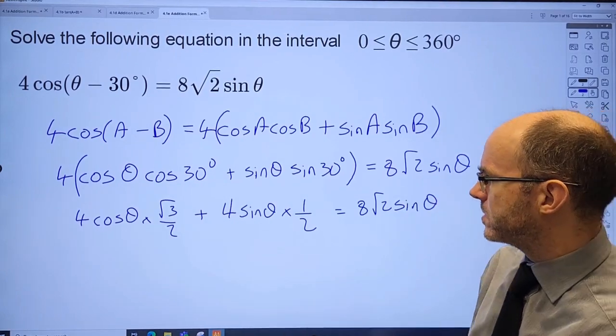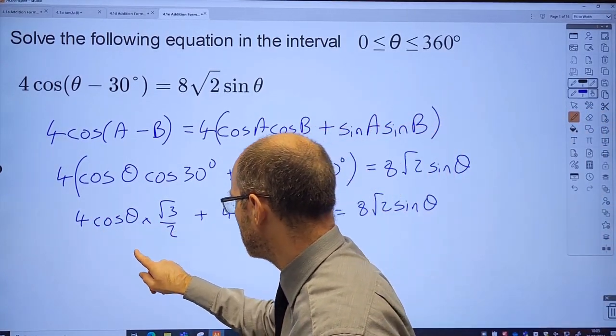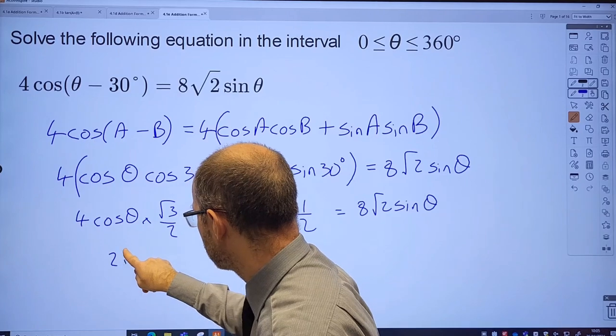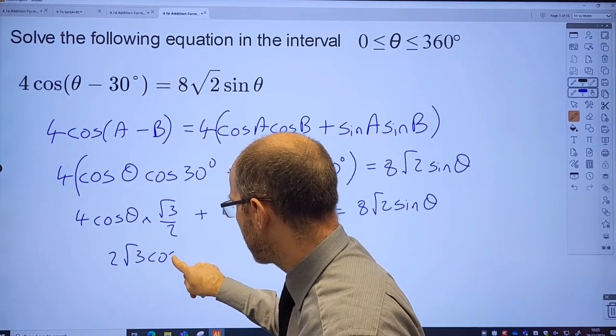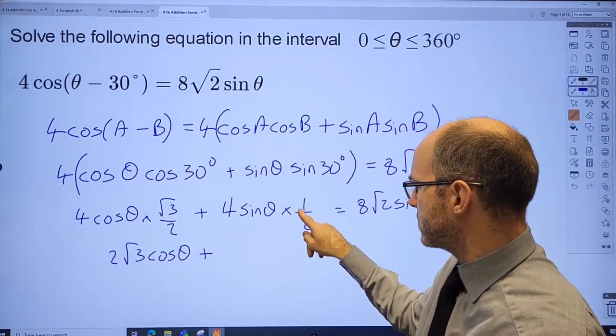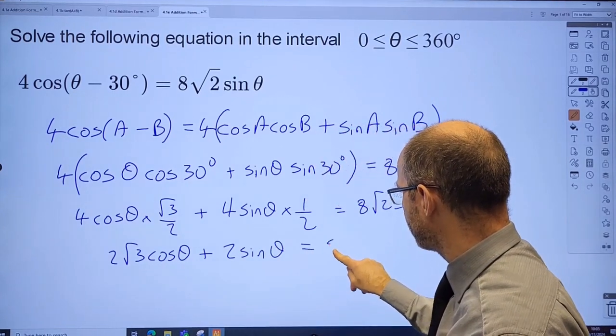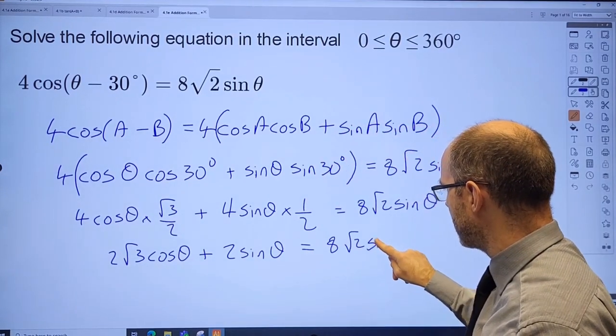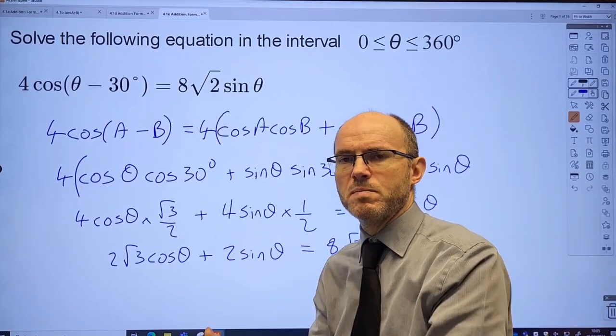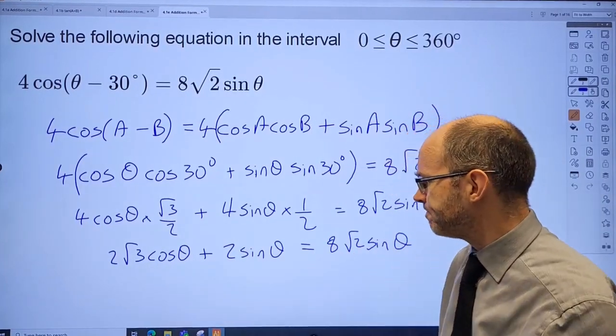Let's tidy it up a little bit. So 4 divided by 2 is 2 root 3. So 2 root 3 cosine theta plus 4 times half is 2, 2 sine theta is equal to 8 root 2 sine theta. Right, now we've got the equation in its simplest form. We've got to go ahead and solve it now.